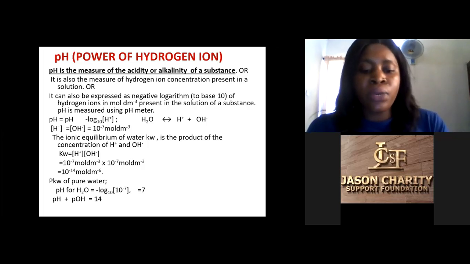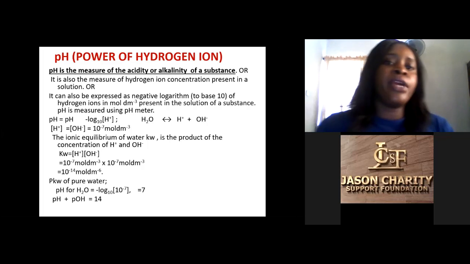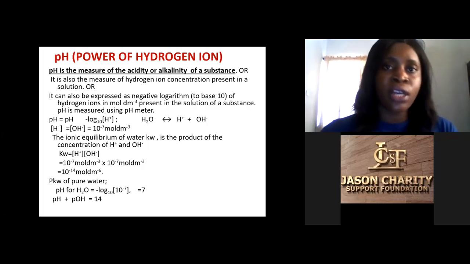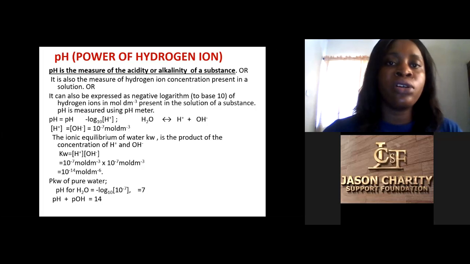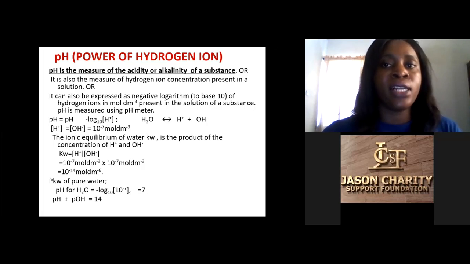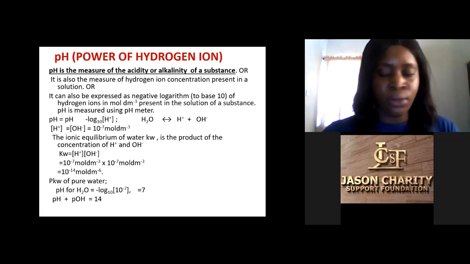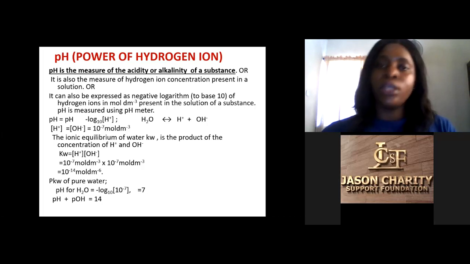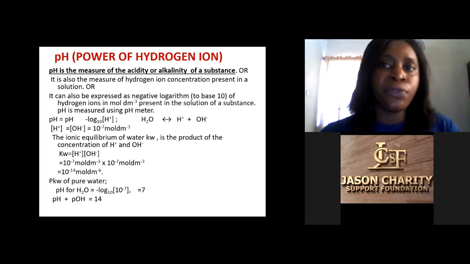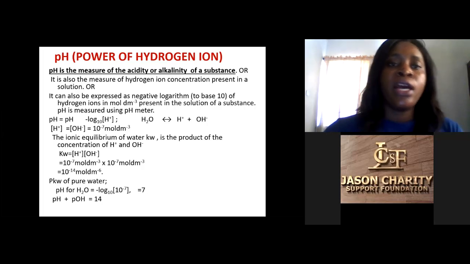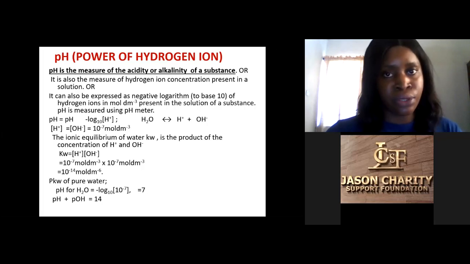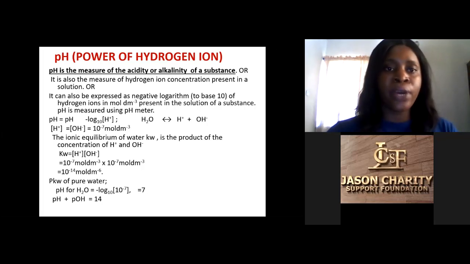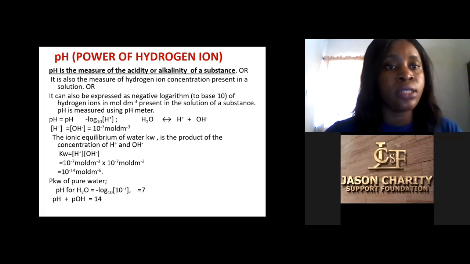Now, what is this pH all about? The pH, which is also known as the power of hydrogen ion, is a measure of the acidity or the alkalinity of a substance. We can also put it this way: a measure of the hydrogen ion concentration present in a solution. It can also be expressed as the negative logarithm to base 10 of the hydrogen ion concentration in moles per dm cube present in a solution of a substance.